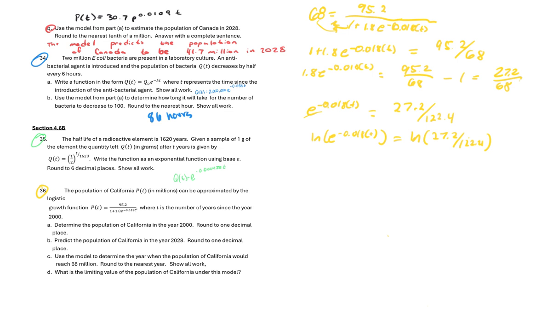Okay, so we'll get negative 0.018 t is equal to the natural log of 27.2 over 122.4, and we'll divide both sides by that value. And plug that into the calculator, and we will get, once we round, 84. So this will be 84 years after 2000, or in 2084.